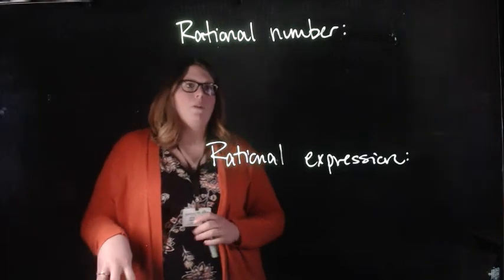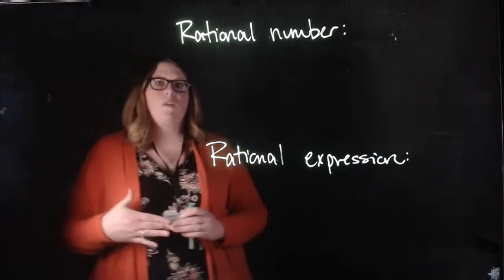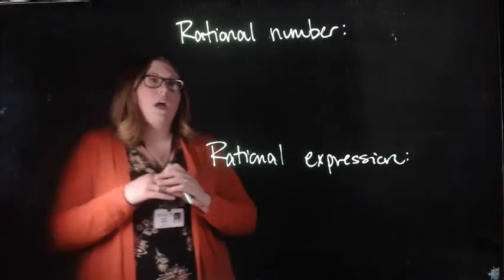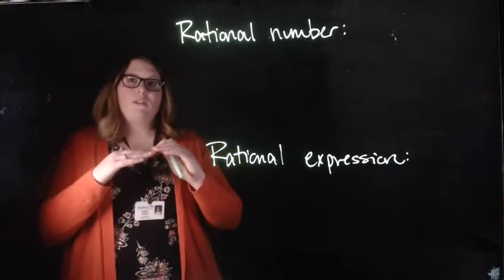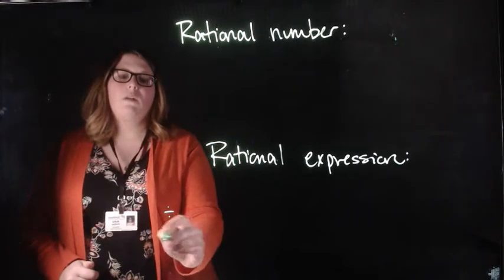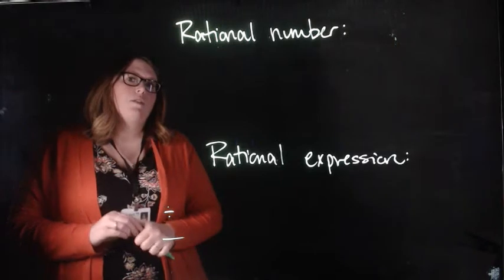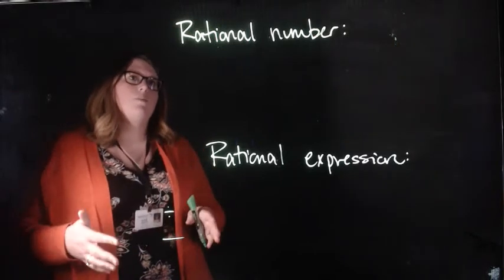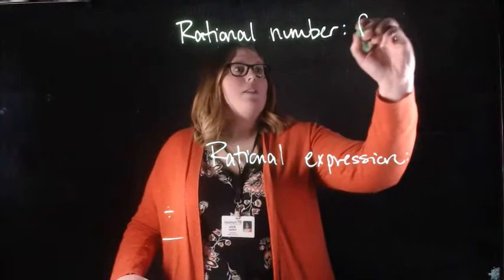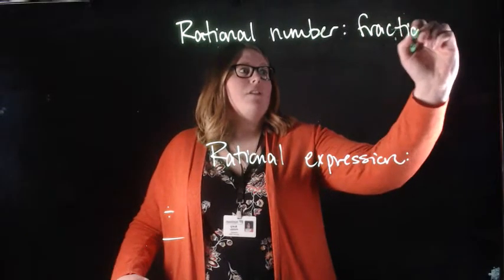So a rational number is really just a fancy term for a part of a number, or a number that can be expressed as a quotient. And remember, a quotient can be written with the old school division symbol, but it can also be written with the fraction bar. So for our lesson's purposes, we're going to view a rational number as a fraction. Okay, so we can say a rational number is a fraction.